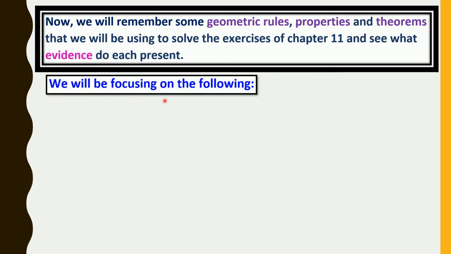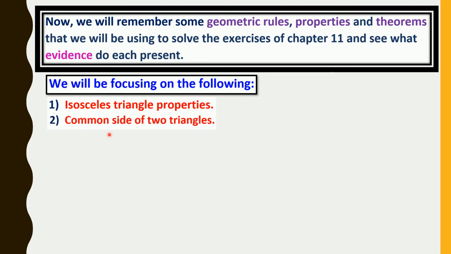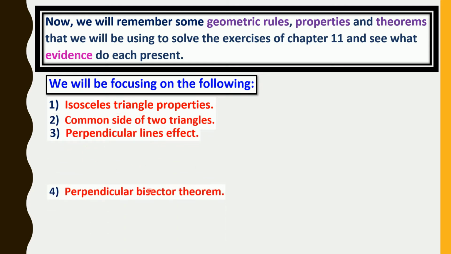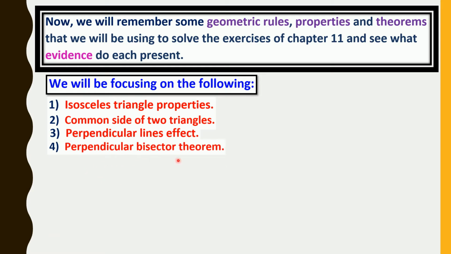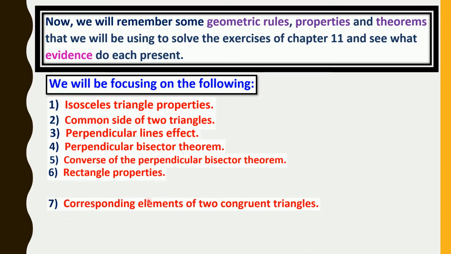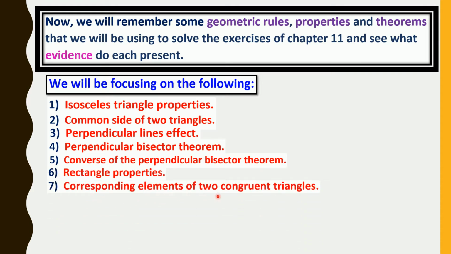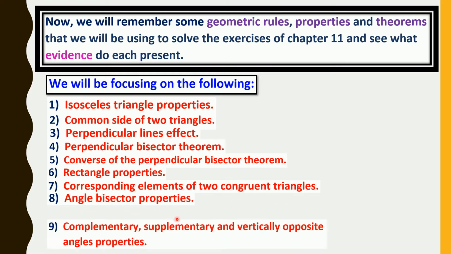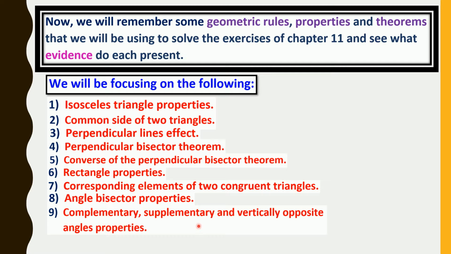We will be focusing on the following: isosceles triangle properties, common side of two triangles, perpendicular lines effect, perpendicular bisector theorem, converse of the perpendicular bisector theorem, rectangle properties, corresponding elements of two congruent triangles, angle bisector properties, complementary, supplementary, and vertically opposite angles properties.